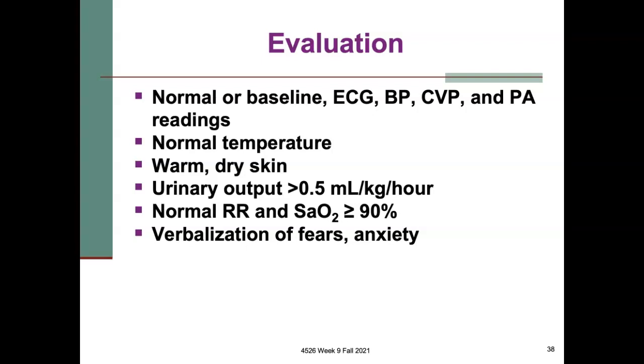And then the last part after implementation is obviously evaluation. You're hoping that you get a normal or baseline ECG, blood pressure, central venous pressure, and PA readings, normal temperature, warm and dry skin, the urinary output is improved, normal respiratory rate and saturation above 90, and verbalization of fears and anxieties. And so you're hoping for a decreased verbalization of fears and anxieties.